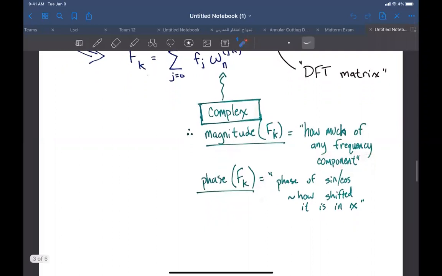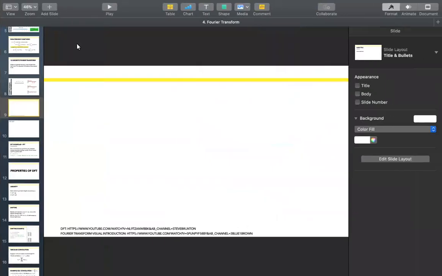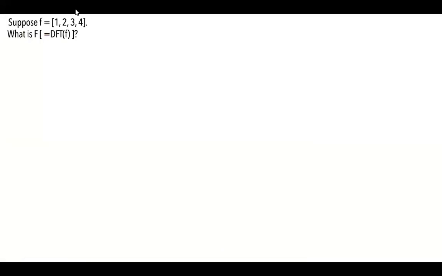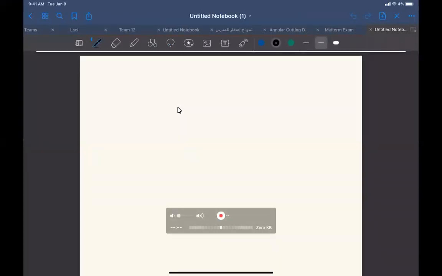All right. So what we're going to do today is one simple example. So let me go back to here. What we want to determine is, let's suppose that f equals 1, 2, 3, 4. Now, this is also in your notes in that same file, but we're going to work through it together. So f is 1, 2, 3, and 4. So let's determine the DFT of f. Let's go back to the screen. I'm going to determine the DFT of f.